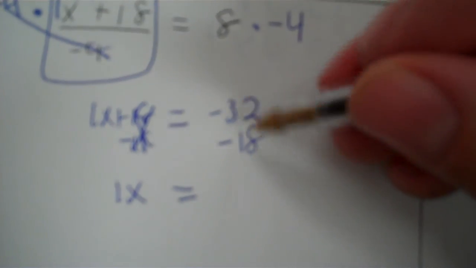so negative 32 and 1x plus 18. Now subtract your 18 from both sides. And we have 1x, negative 32 minus 18 is negative 50. Okay, now you should know how to do problem number 6. Pause the video and do problem number 6.